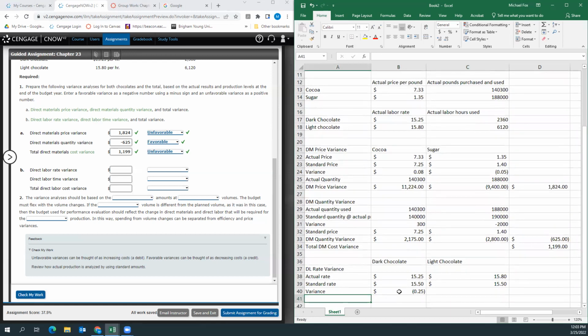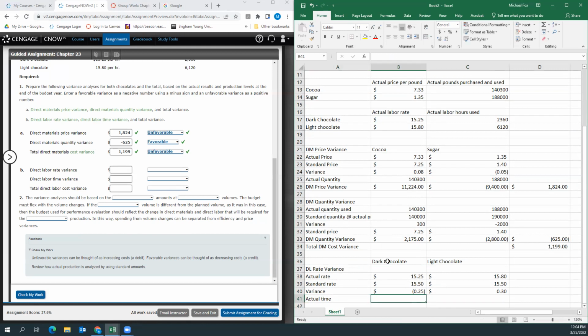So we have a 25 cent per direct labor hour favorable variance for dark chocolate, meaning we thought it was going to cost us $15.50. That was our plan, standard rate, but it actually only cost us $15.25. We have a 30-cent per hour unfavorable variance with light chocolate. Again, that's in amount per hour. So to find our total, we're just going to multiply this times our actual time.